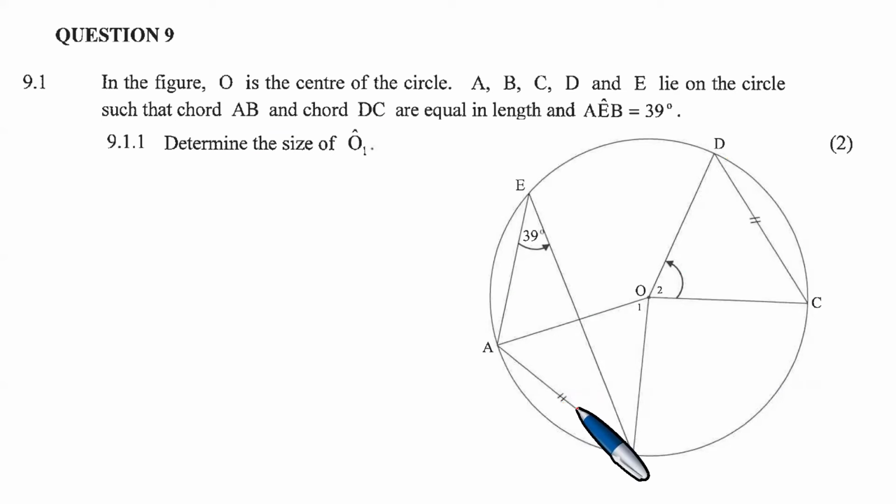By good luck, the examiner marked them equal here. These questions were taken from a past exam paper, and the examiner marked these lengths equal for the students. Moreover, the angle AEB equals 39 degrees, and this is the angle that equals 39 degrees.